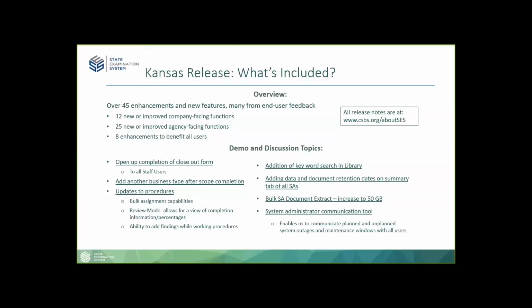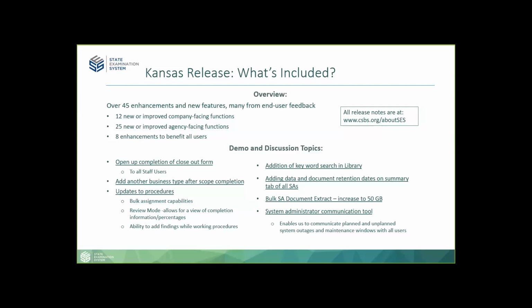So let's jump in. What's included in the Kansas release? Well, it follows on the Vermont release, which was a major release for us. The Kansas release is slightly smaller, but we still have a number of enhancements and features, most of which came from end user feedback of the many users who are already in the system. A little more detail, we have 12 company-facing functions that made the Kansas release. We have 25 new or improved agency-facing functions, and that's what we're going to demo mostly today. And then 8 general overall enhancements that benefit really all the users, whether it's an agency, company, or support user in the system.